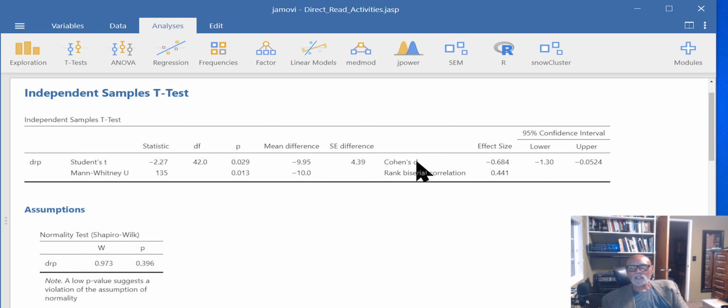And then we have the Cohen test. And the Cohen is telling us the effect size for both the t-test and the Mann-Whitney if we don't meet the assumptions of the t-test. And here are the lower and upper confidence intervals for the effect size of t.